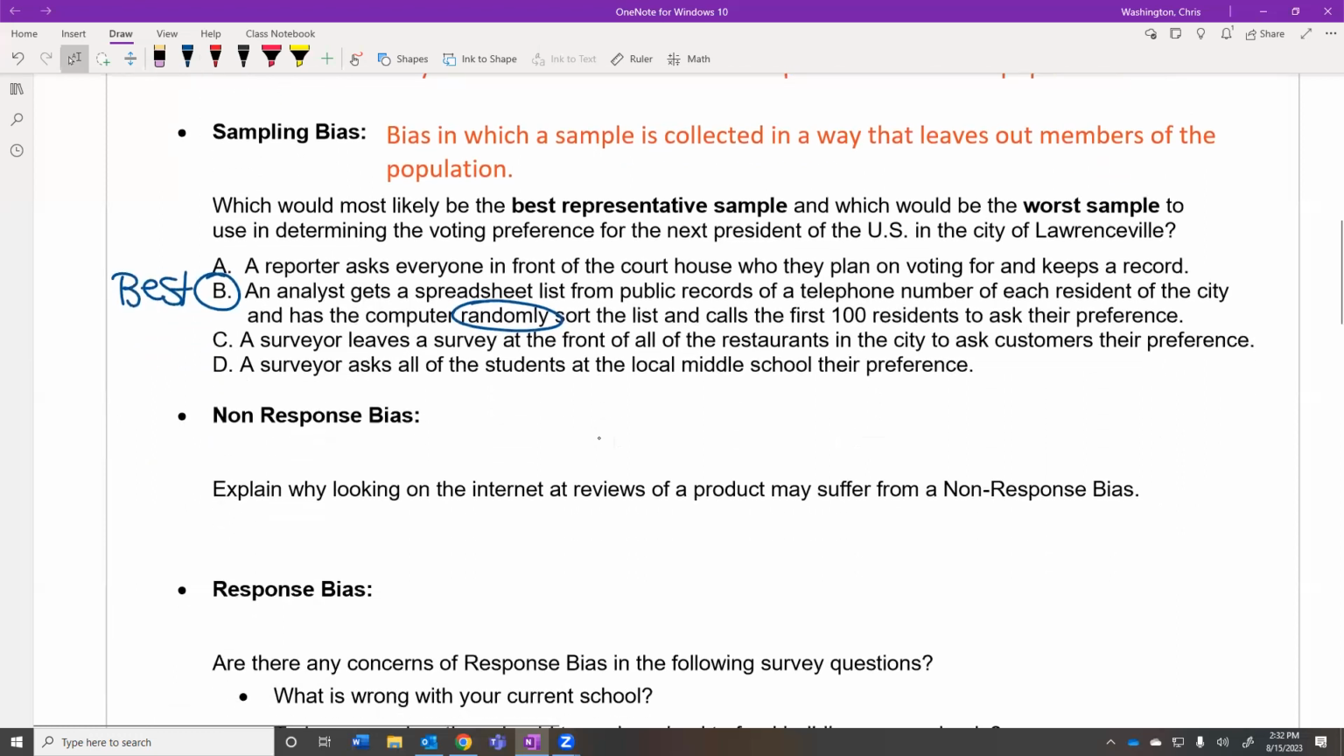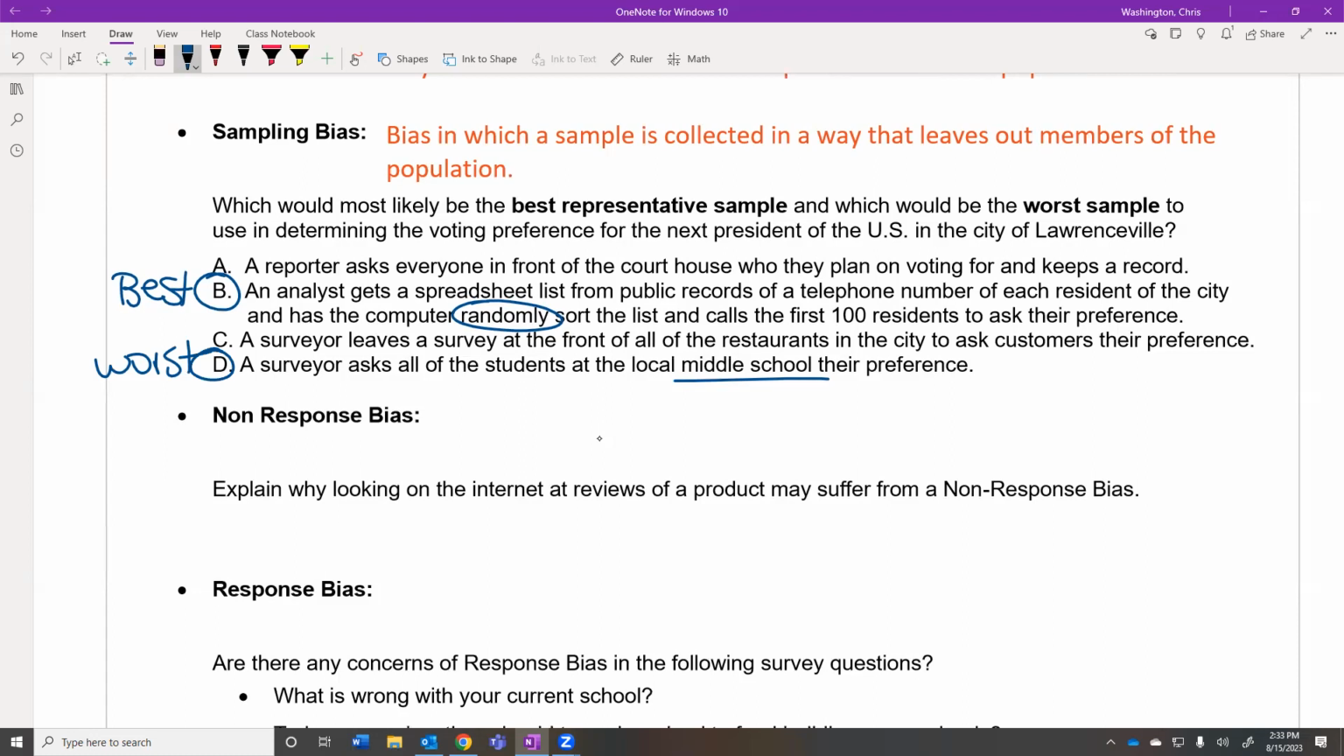And which one of those would probably be the worst? D. Yeah, middle school. Why would middle school be the worst? Because they might say what their parents say. That's a good answer. But what is our population? Go back to that very first day we talked about the population and sample, and we said, if I want to study the voting preference for the next president in the city of Lawrenceville, what is our population at that point? Probably those that can vote.